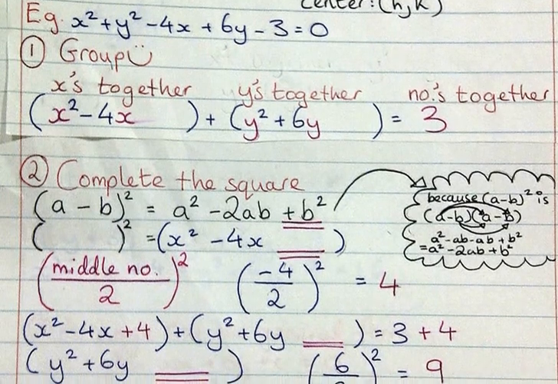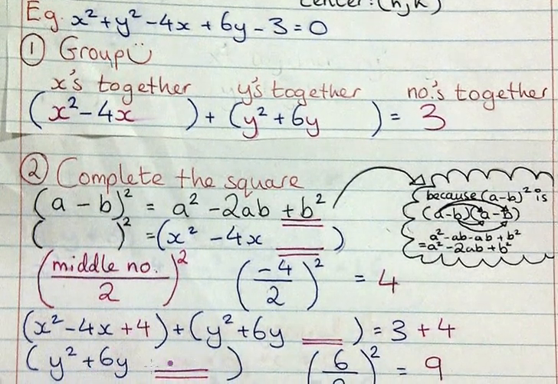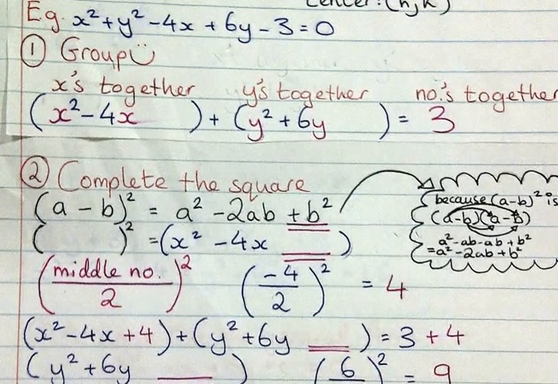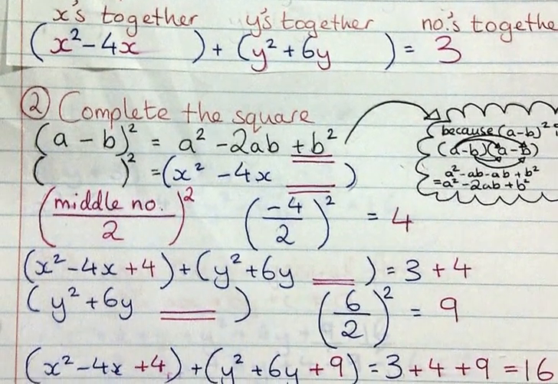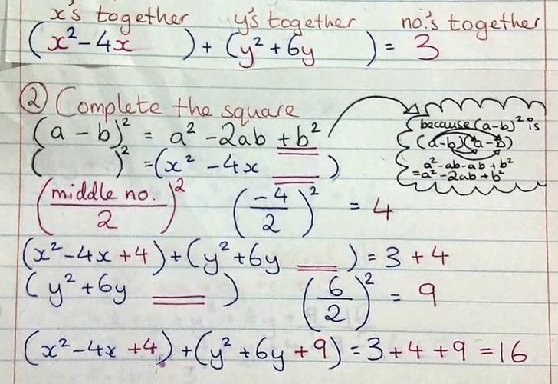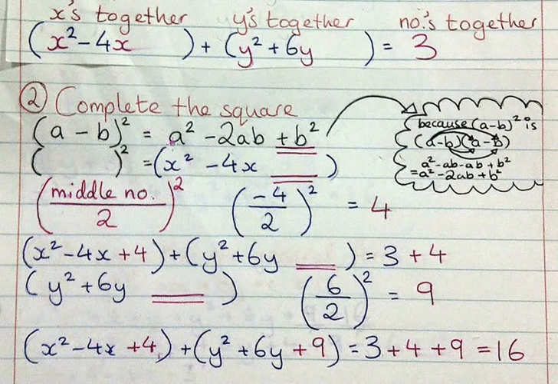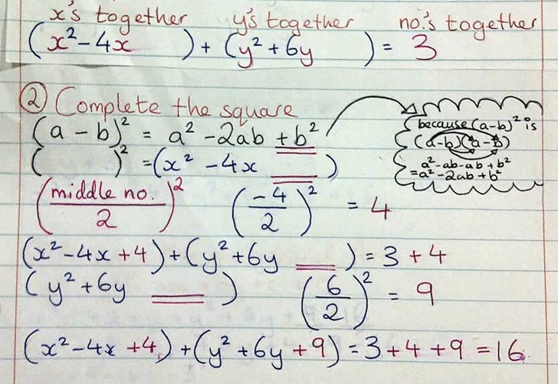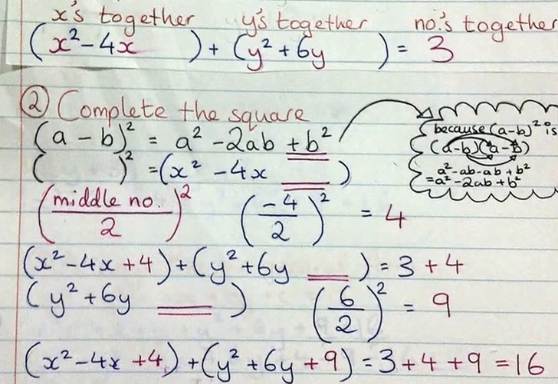Okay? So the next step is this part. We need to find that out. Middle term is 6. So we take 6 divided by 2, and then you square it. 6 divided by 2 is 3. 3 squared is 9. And then we put it there. Now we've got our two completely squared expressions, okay? And then we have to add the +9 on the other side, and 3 + 4 + 9 is 16. So now we finished the second step, which is completing the square.